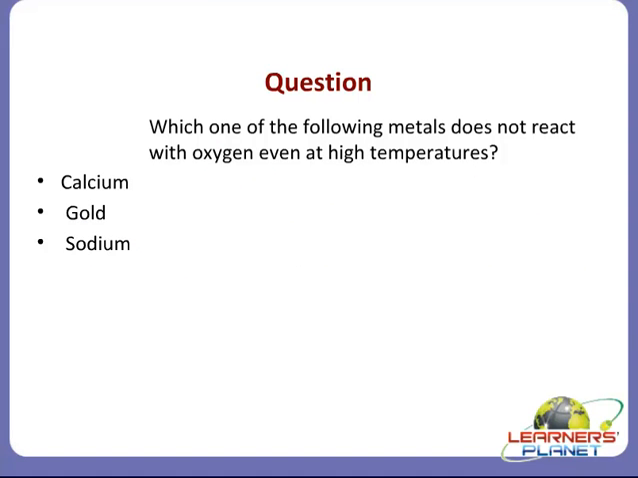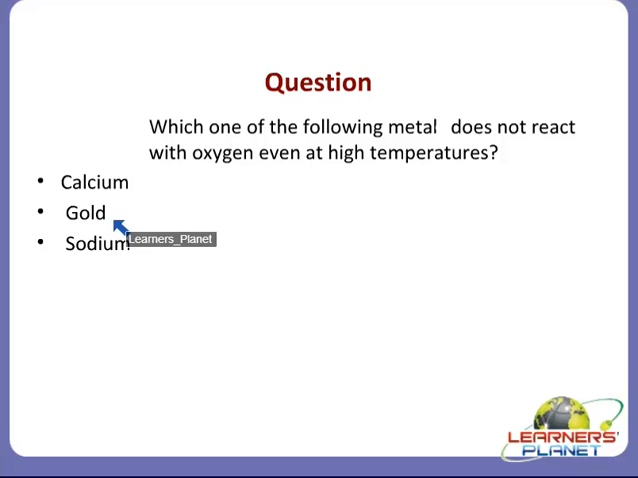The question is, which of the following metals does not react with oxygen even at high temperatures? So what are the metals which do not react even at high temperatures? Say we have got here calcium. Calcium is a highly reactive metal. So it reacts with oxygen and it forms what, children? It forms calcium oxide.